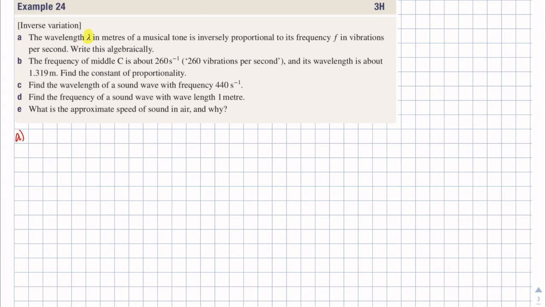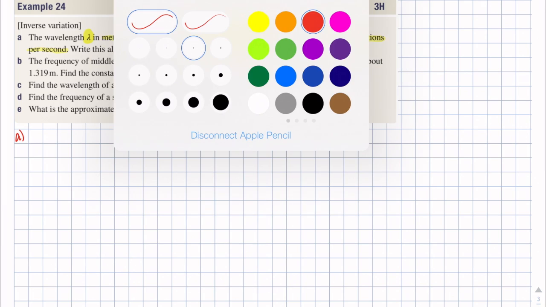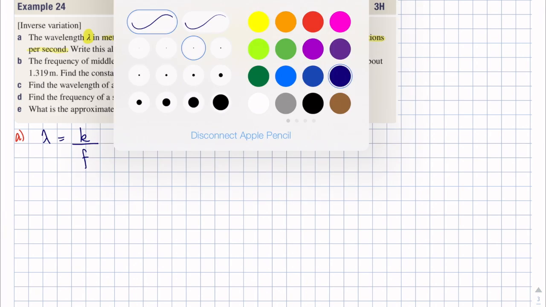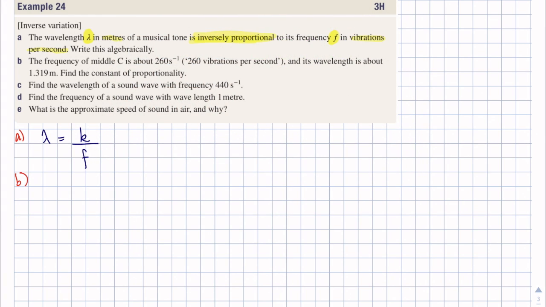Yes, that's lambda, you can deal with it. And it's meters. And then I've got another thing in vibrations per second. And I also know that they're inversely proportional. So I'm going to start off right away by writing the first thing equals k over, because it's inversely proportional, f. That's it.